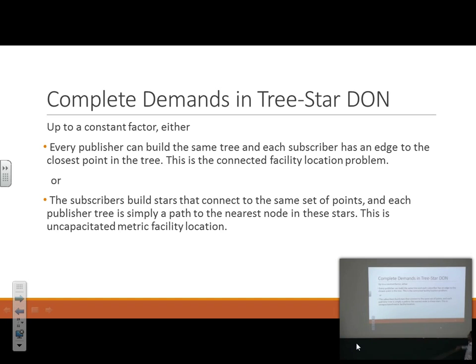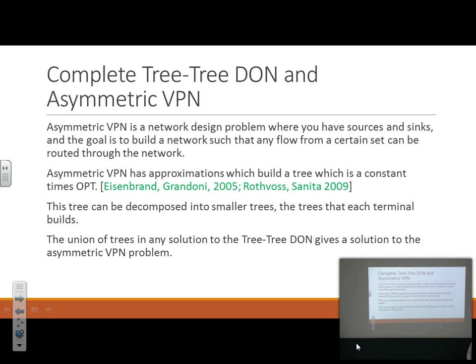And as you can imagine, when I have both trees and stars, we do one of the two, depending on whether PI is bigger or SI is bigger. We can either build a connected facility instance. Of course, the algorithm itself will have to guess where S1 is, and in one of the cases, it'll have to do the corresponding things. So that was a long constant factor bit.